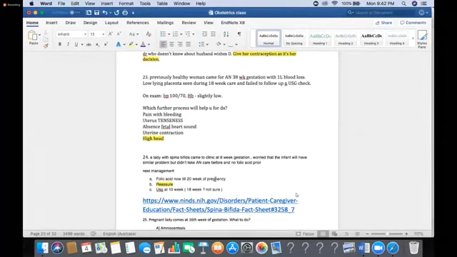Next, a lady with spina bifida came to clinic at 8-week gestation, worried that the infant will have a similar problem, but she didn't take antenatal care before and no folic acid prior. So she was having spina bifida, and now she is worried that the baby will have spina bifida. She did not take any folic acid, no antenatal care. Now she is worried at 8 weeks that her baby will have spina bifida.